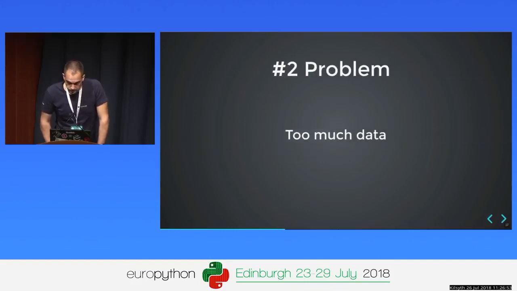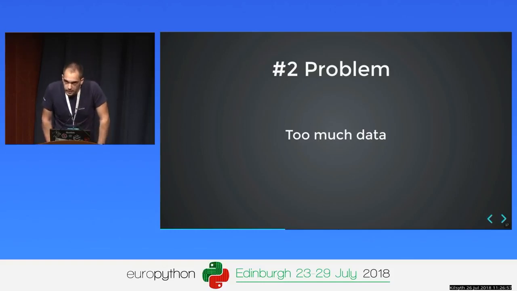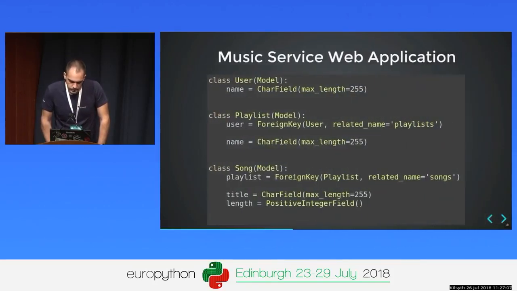The second problem, too much data. We had an API which made 100 queries, which is not a very big count, but we had too many objects. Let's see it in the example. We have a music service web application with 3 models. We have a user, every user has a related playlist, and every playlist has related songs.